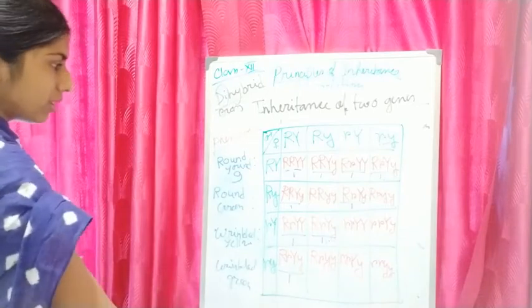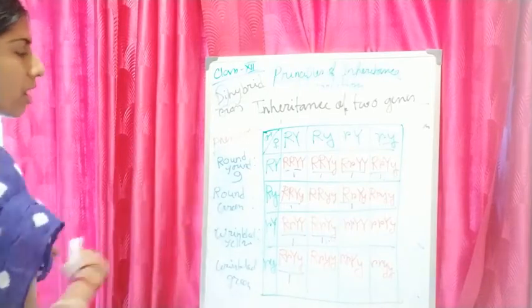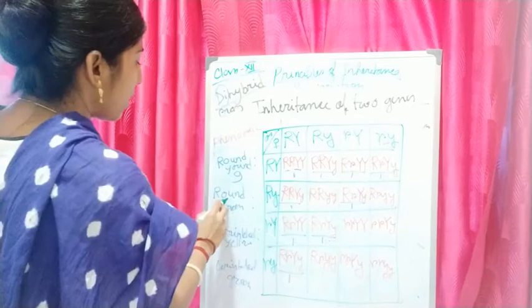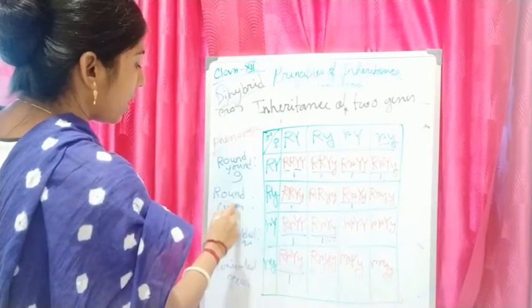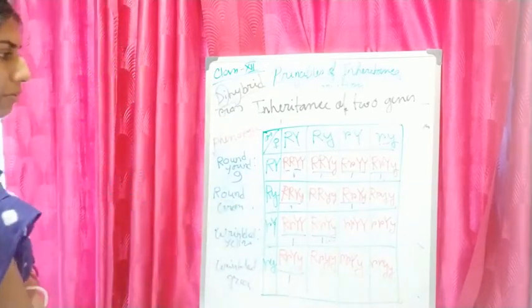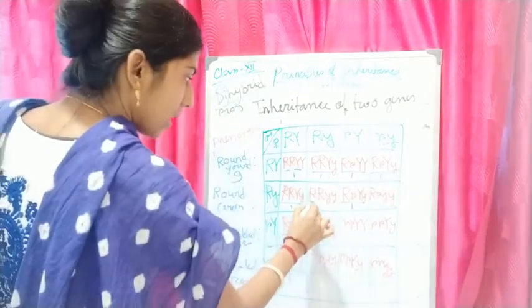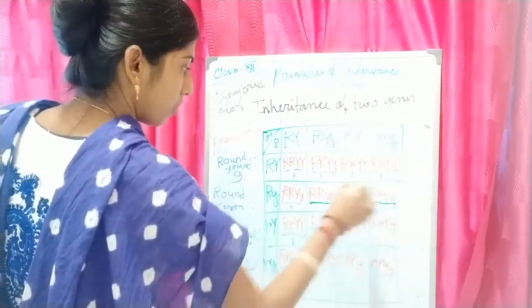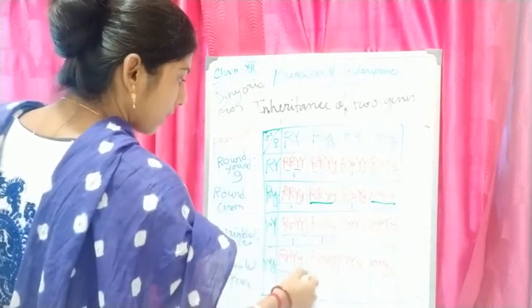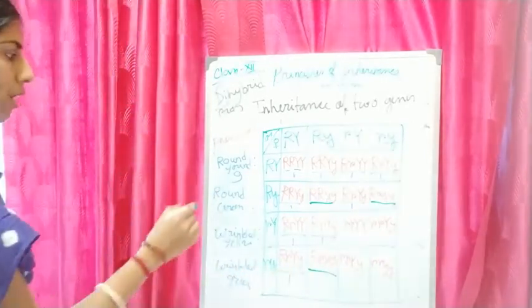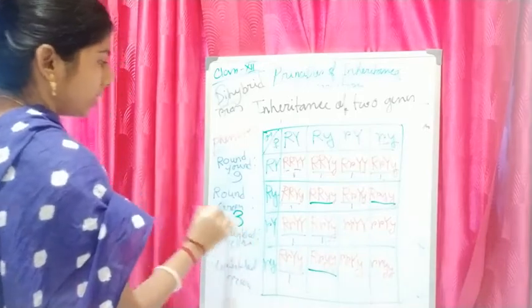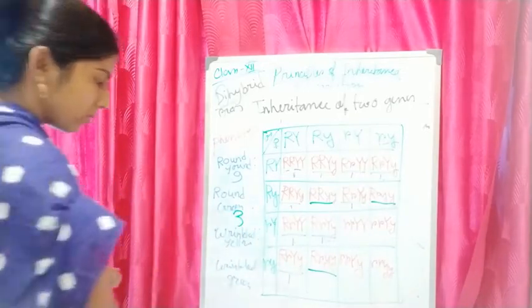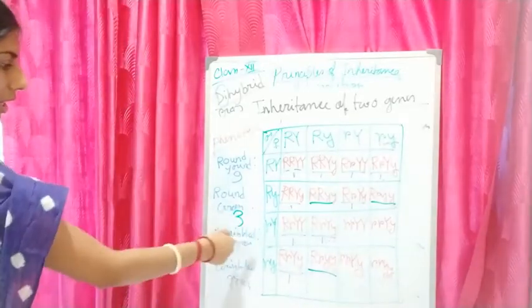Now I am using the alternative character. Next one is round and green. So what will be the genotype? Capital R and small y. So now we have to find capital R, small y. 1, capital R, small y. 2, capital R, small y. 3. So the number of round green is 3. Next I will use another color, that is wrinkle and yellow.